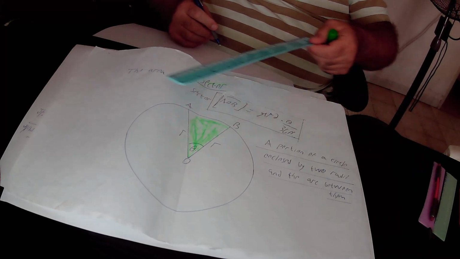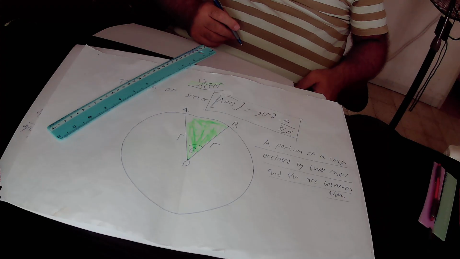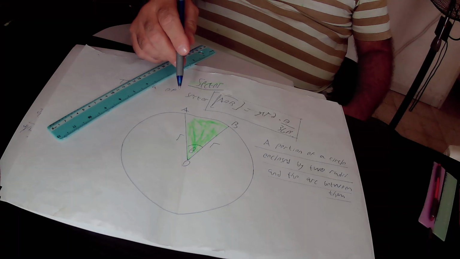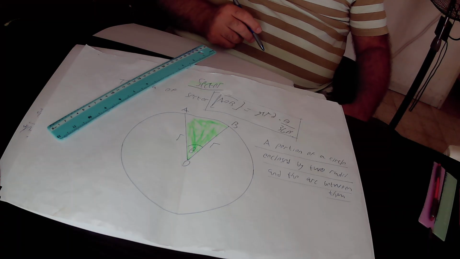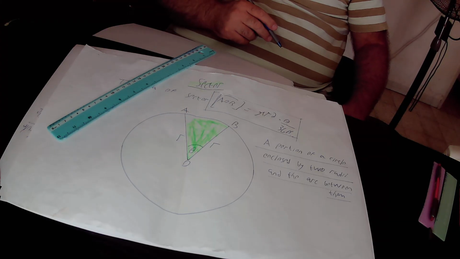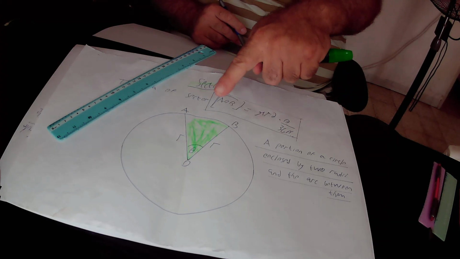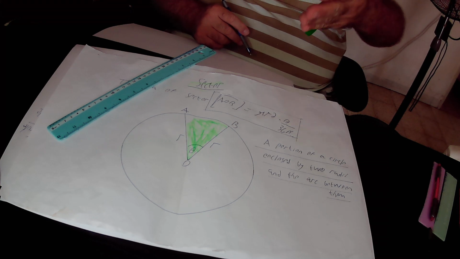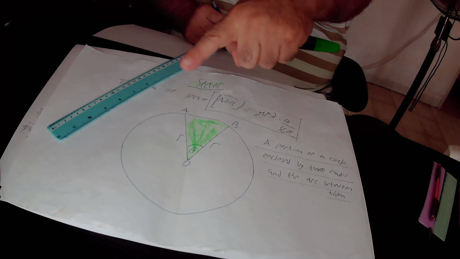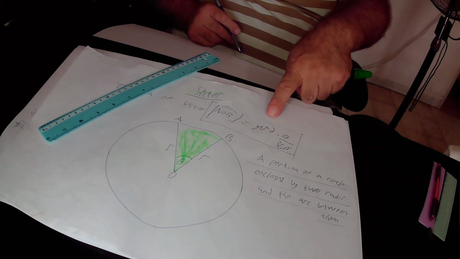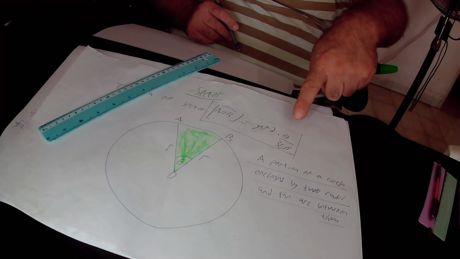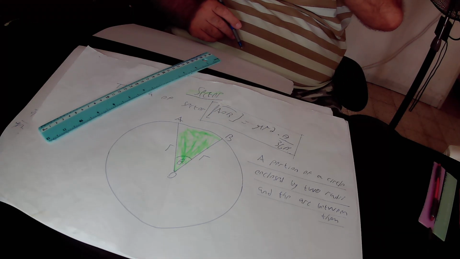The area of sector AOB equals the area of the circle that contains the sector, that is pi r squared, because r is the radius, times the angle between the legs of the sector, that is theta, over 360 degrees. Repeat again: the area of this green shape AOB equals pi r squared times theta over 360 degrees.